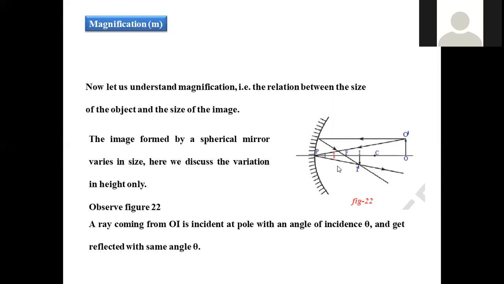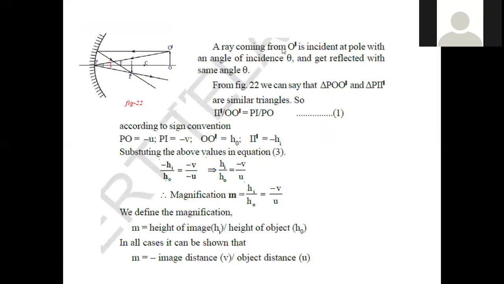What is the first law of reflection? When incident light strikes the surface of the mirror, the angle of incidence is exactly equal to the angle of reflection. So the ray coming from O' is incident at the pole with the angle theta, and it is reflected with the same angle. That is given in the figure.